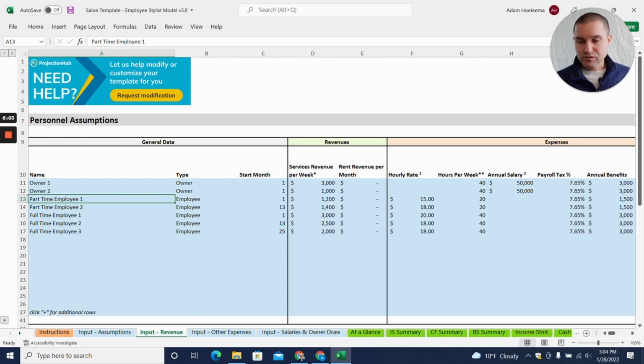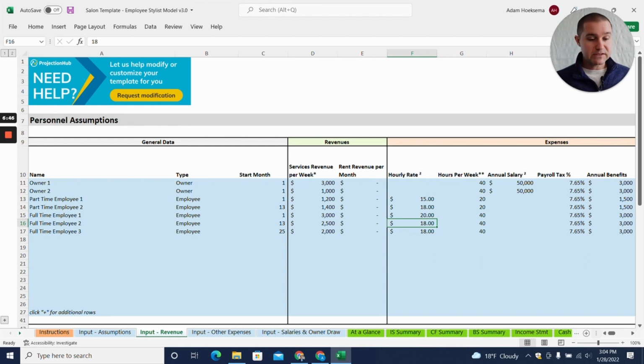Now we've got 2 more part-time employees, and then 3 full-time employees. And they start on different months. So we're saying 1 part-time employee starts right on month 1, and 1 full-time employee starts on month 1. But then your next employees don't start until the beginning of year 2, or month 13. And then your final employee here starts at the beginning of year 3, and month 25. And these are just examples, but you can put in expected weekly service revenue from those employees, as well as an hourly pay rate for those employees.